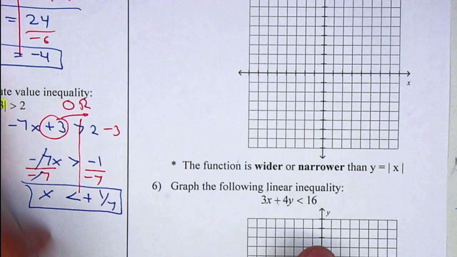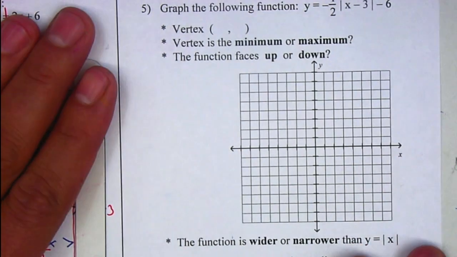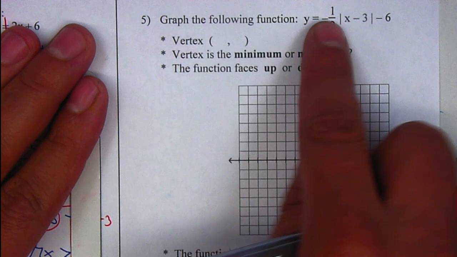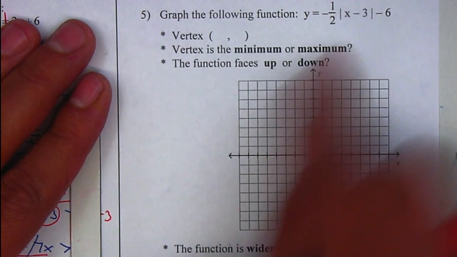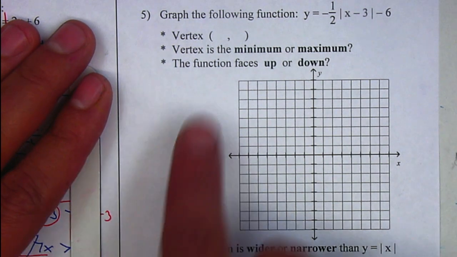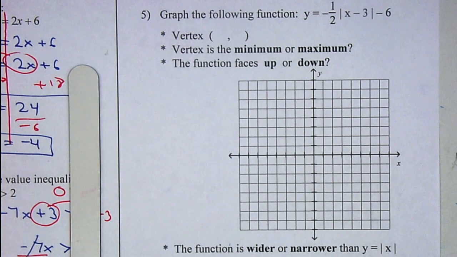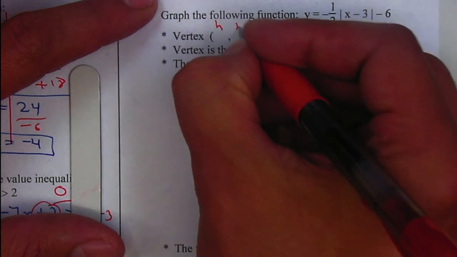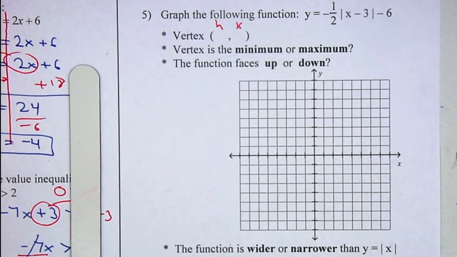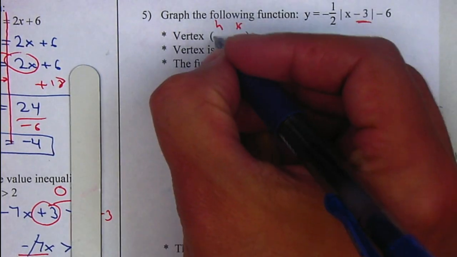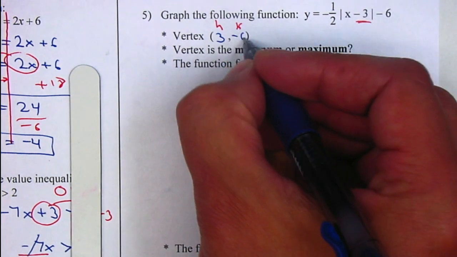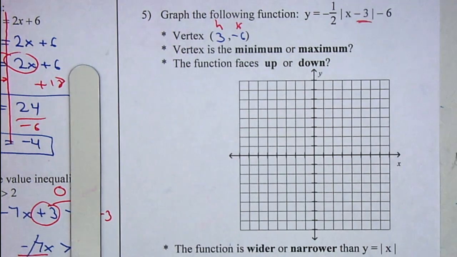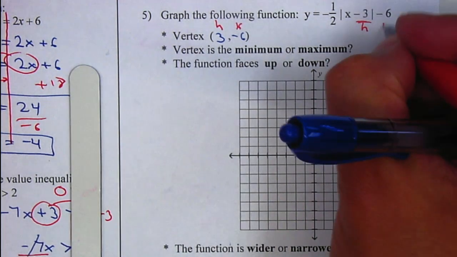Let's continue with problem number 5. Problem number 5, graph the following function. We have an absolute value equation. First, we need to be able to identify a vertex. Our vertex will be our h and our k. Remember, your h is always the opposite. It'll be negative 3, so this will be a positive 3. This is a negative 6, it remains the same. The h is the only one that changes. This is your h, this is your k.